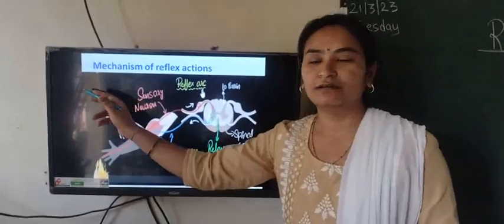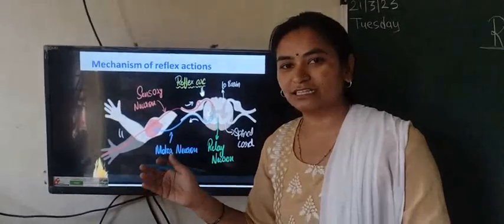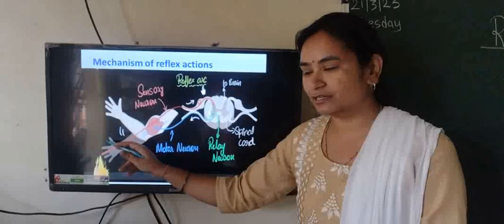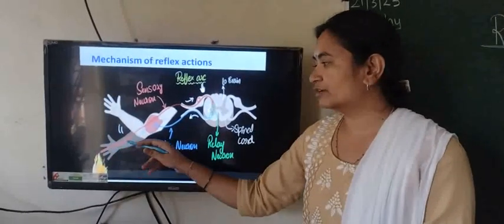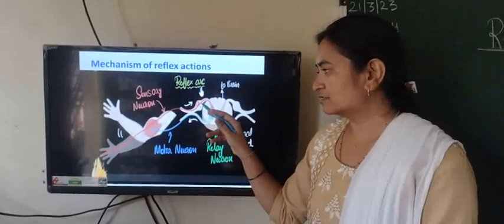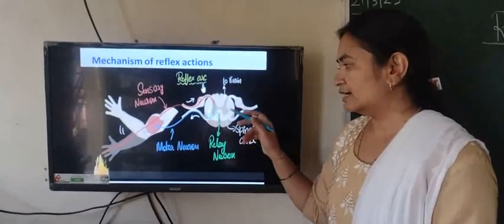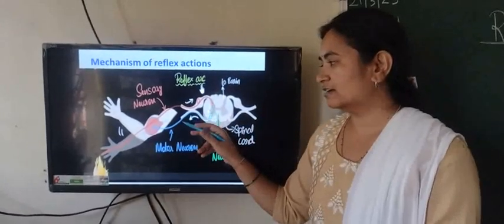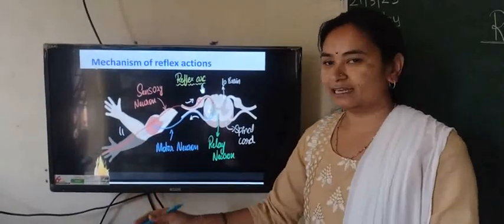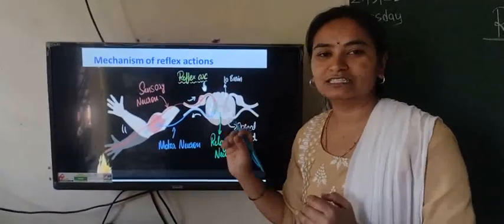So this is the mechanism of reflex actions. Let's see the things in a nutshell: when our hand comes in contact with heat, the heat is converted with the help of the sensory neuron into an electrical message and goes to the relay neuron, and then the decision is taken and the command is given to the biceps muscle to contract our hand. This is the mechanism of reflex actions.